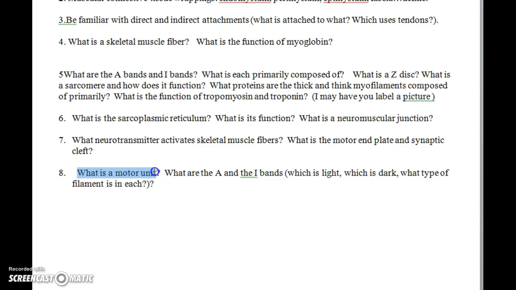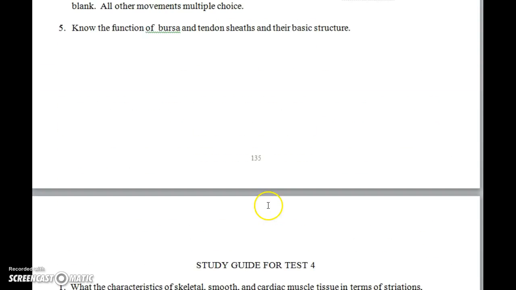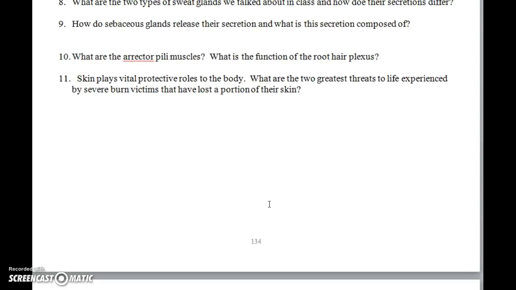There's a define a motor unit. It's missed a lot, and I'm not really sure why. So define motor unit. We kind of already did the A bands and the I bands, which is light, which is dark, and all that stuff. So there's the essay stuff.